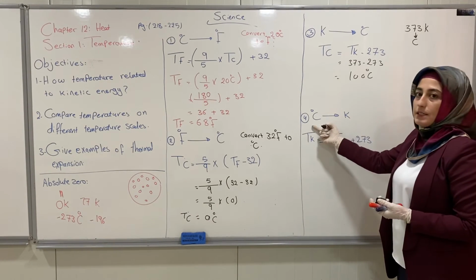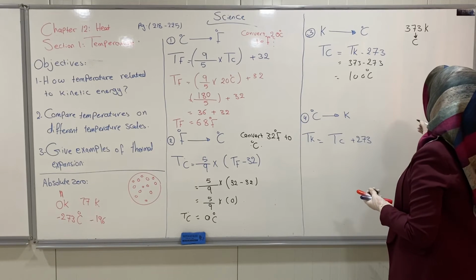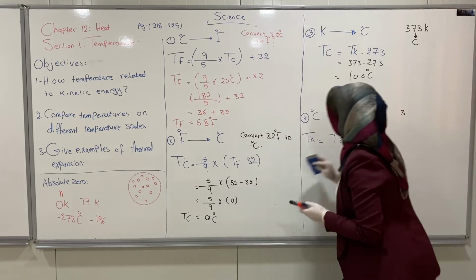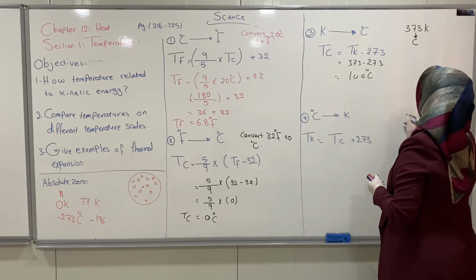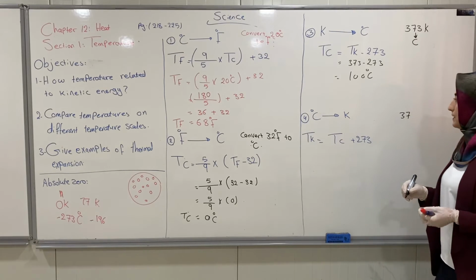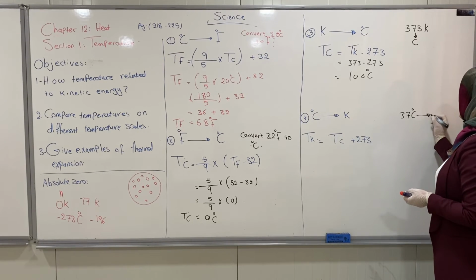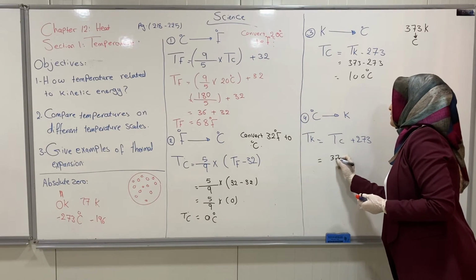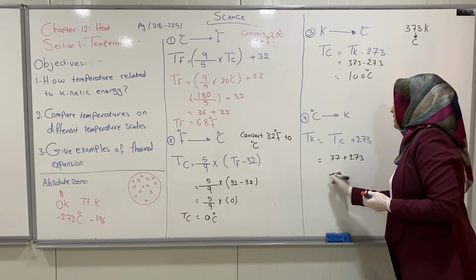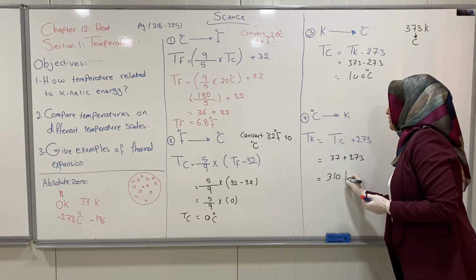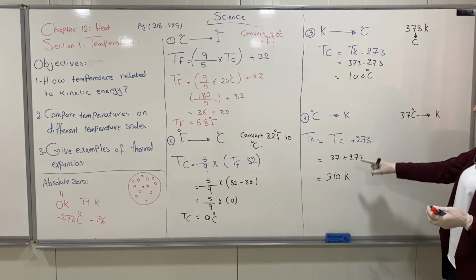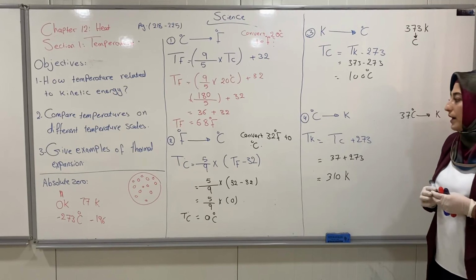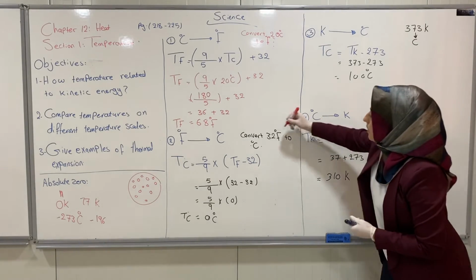After that, if you have Celsius and you want to change to Kelvin, for example, our body temperature, which is 37 degrees Celsius, you have to change to Kelvin. How can you convert it? Just write 37 plus 273 and it's equal to 310 Kelvin, without degree, please. Dear students, Kelvin is without degree, and the others like Celsius and Fahrenheit have degree on them.